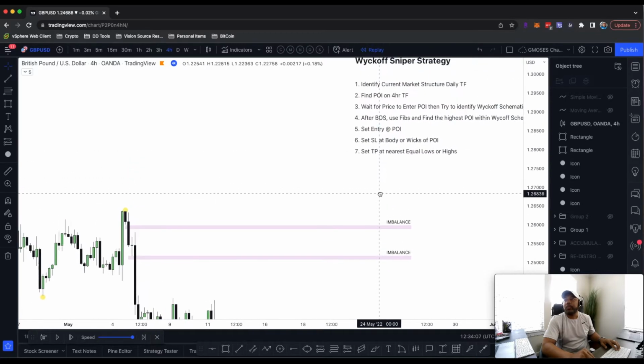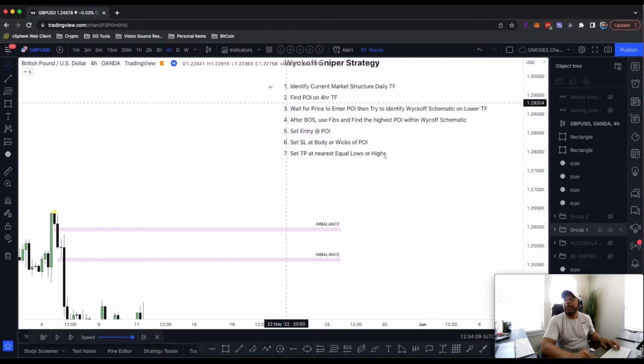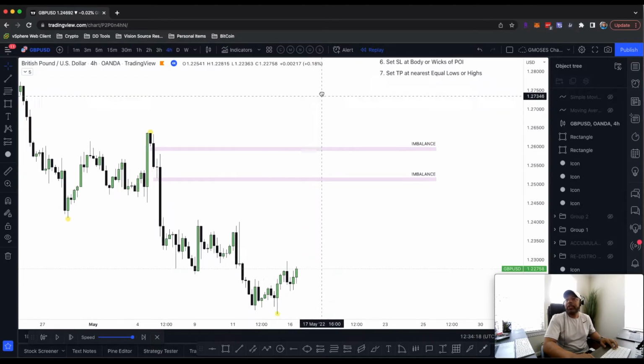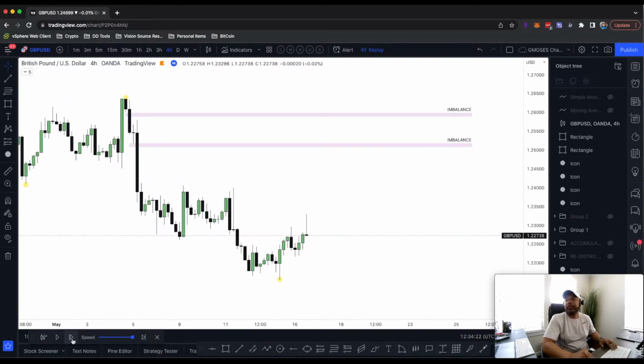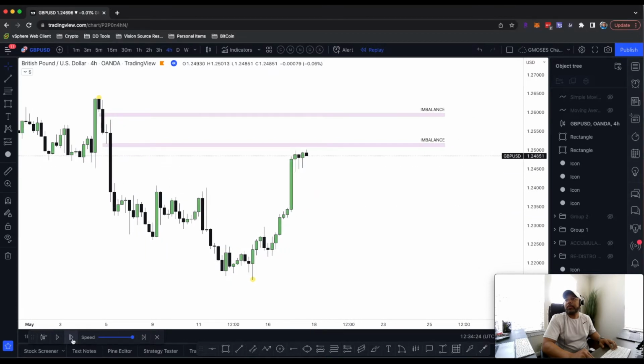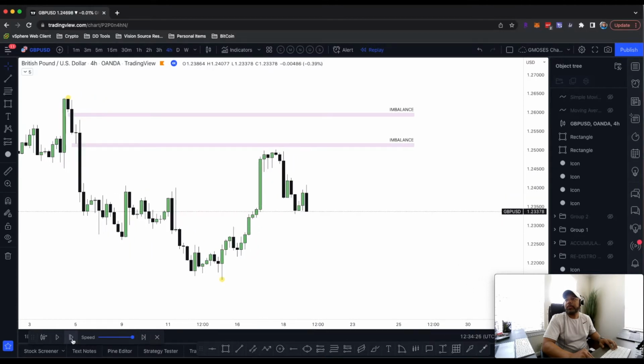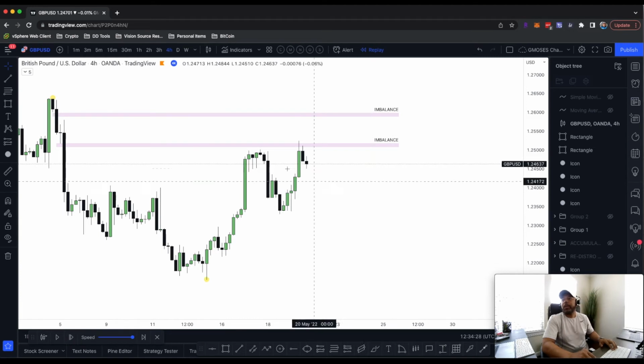Okay. Now the strategy says wait for price to enter your POI, then try to identify Wyckoff on the lower time frame. Okay. So let's go ahead and watch price play out. Okay. So now we can see that price has wicked into our point of interest. So let's drop to the smaller time frame and see if we can find Wyckoff.